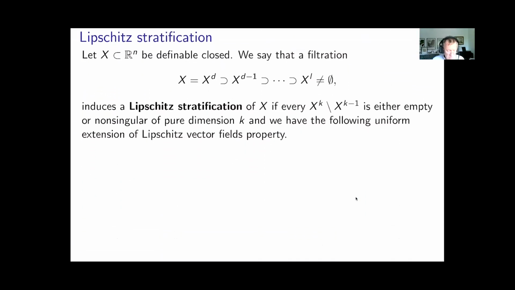So let me recall what a Lipschitz stratification is. My notation is the following. I fixed a set which is subanalytic. I prefer to express stratification by filtration by skeleton, not by strata. So now the differences are non-singular of pure dimension K. In the definable case, non-singular would mean for me a C2 manifold.